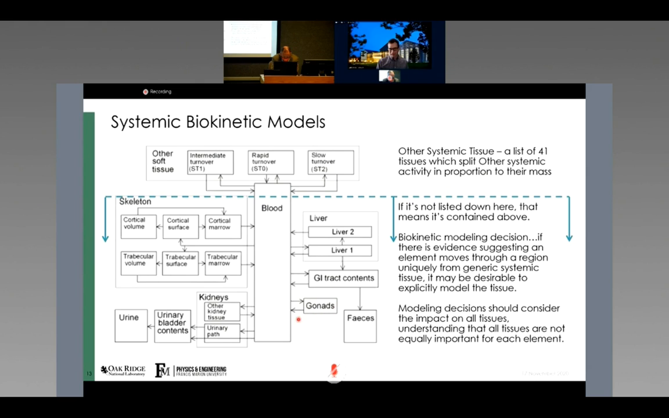When should that modeler decide to explicitly list a tissue? Well, if there's evidence that suggests that for this element, it moves through that region in a manner different from generic systemic tissue, then it might be desirable to explicitly model it. And then the last point here is, any modeling decisions need to consider the impact on all tissues, right? Because of the coupling in these systemic biokinetic models, a decision to include a new compartment does impact all the other compartments. And of course, in so much as someone's interested in bringing statistical analyses to those types of decisions, I think that's a really good thing.